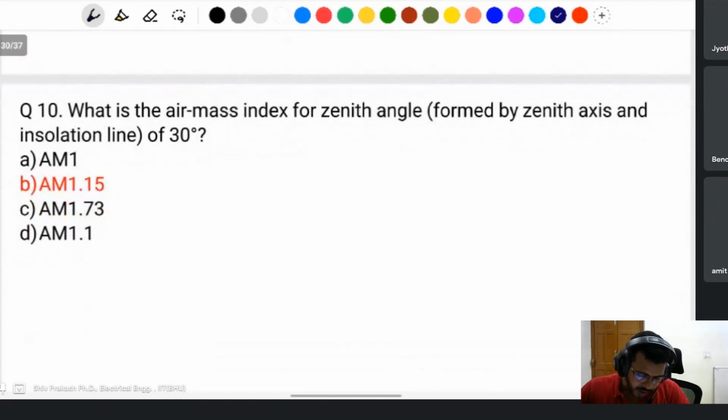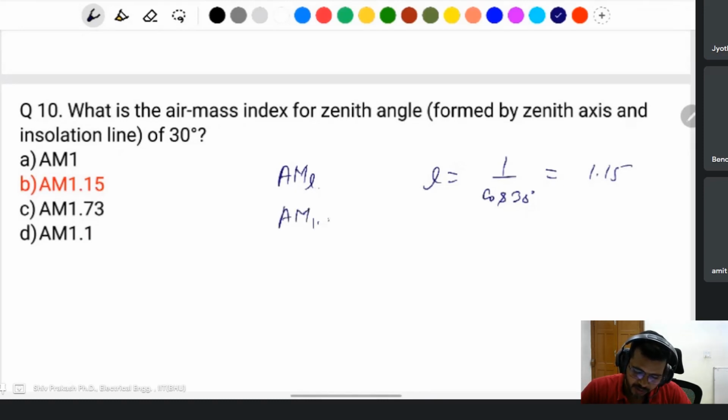So I think the last question: what is the air mass index for a zenith angle, formed by the zenith axis and the insolation line, of 30 degrees? You can do L is equal to 1 divided by cos of 30 degrees, which is 1.15. Okay, really simple. Okay everyone, I am stopping here.